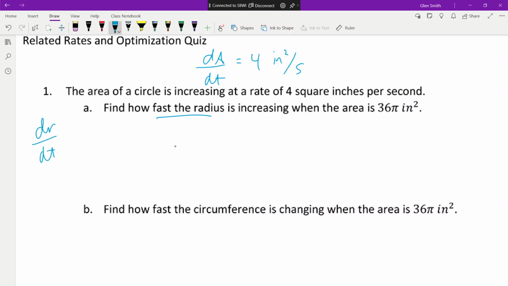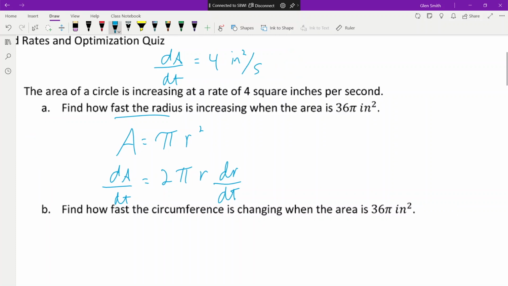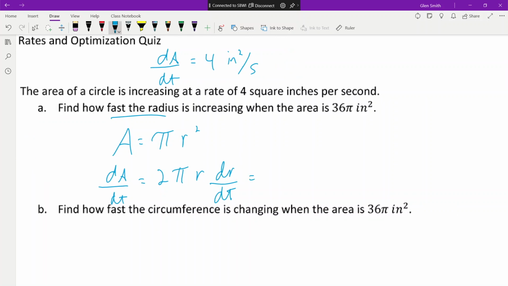So like all related rates questions, we need a formula that links area to radius, because those are the rates we're playing with. You just derive that thing with respect to time. So we are going to get, this is pretty straightforward, dA/dt is 2 pi r dr/dt. Okay, and that's how we're going to find our answer. We want dr/dt, we just got to plug in.